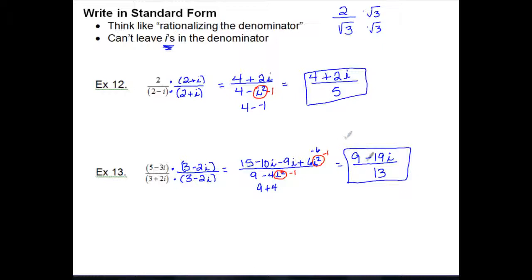Now, none of these simplified, but if 9, 19, and 13 all divided by the same number, like 2 or 3 or something, then you would need to simplify those. But that wouldn't simplify anymore. So, that's it. You're good to go on that one.